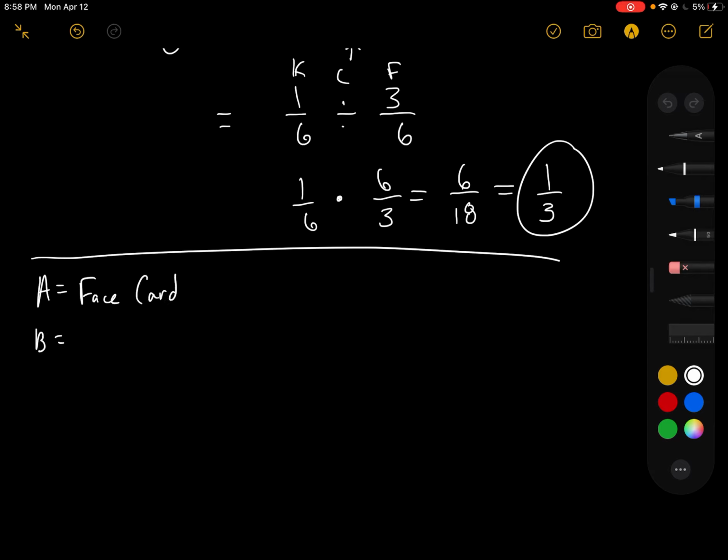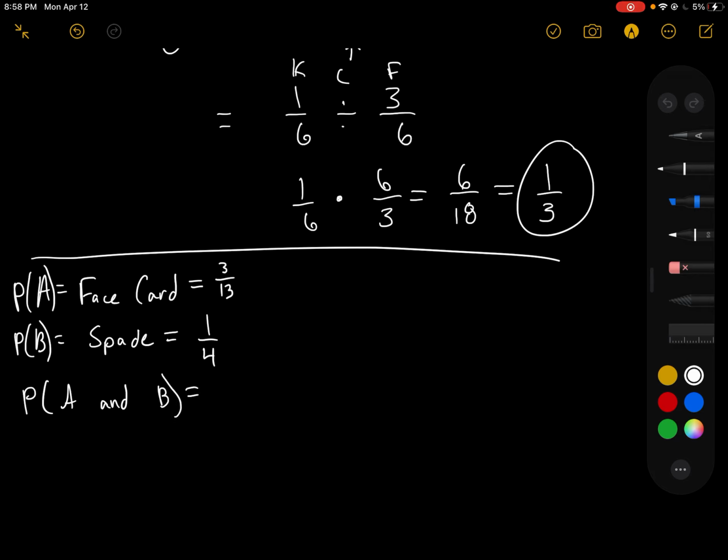All right. So our next example, we'll say event A is a face card, and event B is a spade. If we're looking at a deck of cards, the probability of drawing a spade is 1 out of the 4 types of suits. The probability of drawing a face card is 3 of the cards out of the 13 different types of cards that we see.